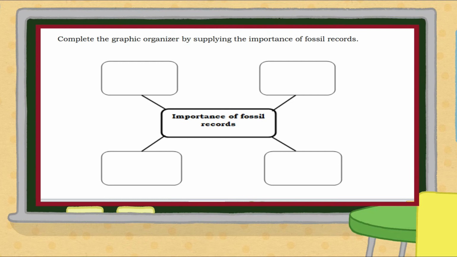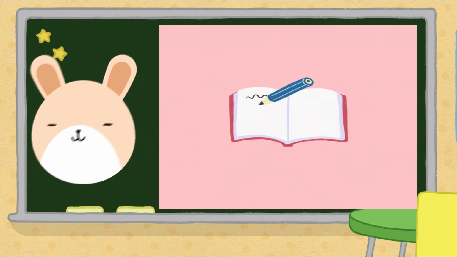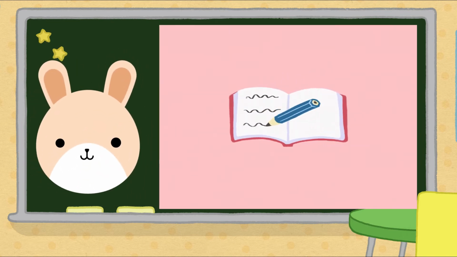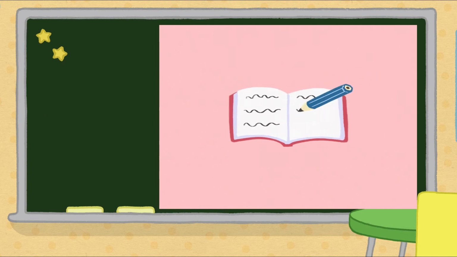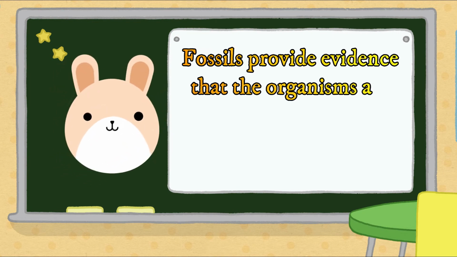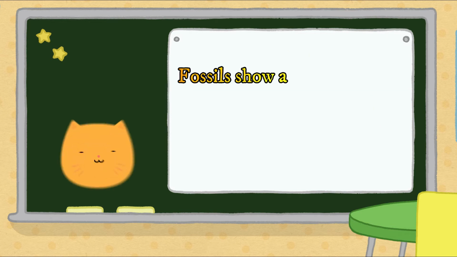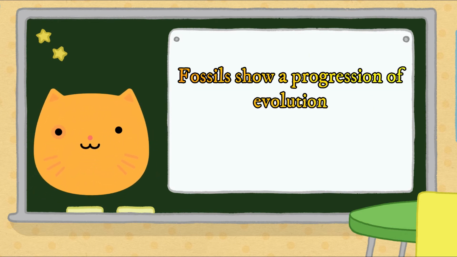Let us do one more activity for you to better understand our lesson. Complete the graphic organizer by supplying the importance of fossil records. Write your answer on a separate piece of paper. The importance of fossils are as follows. Fossils provide evidence that organisms are not the same as today. Fossils show a progression of evolution.